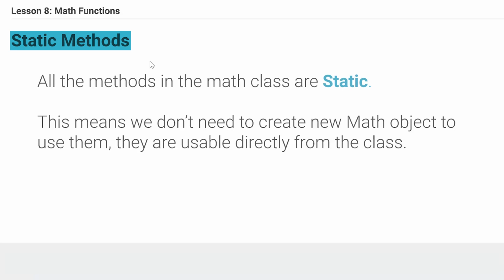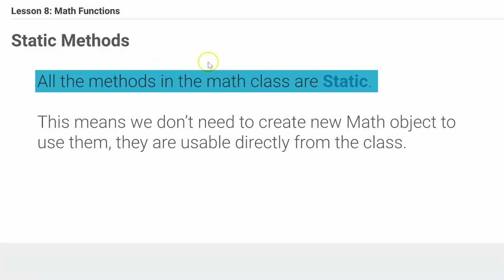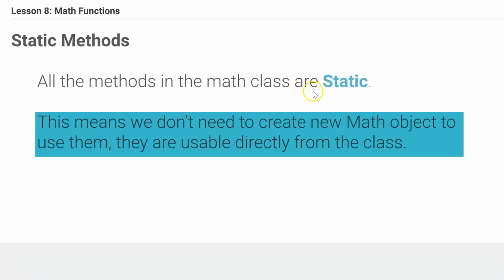So now that you have been working with objects and classes, we're going to talk about two different types of methods, some which are static and some which are non-static. And the ones you saw today in this lesson, in the math class, are static, which means that we don't need to create a new math object to use them. We can use them directly from the class. So let me show you an example of this in the code so that you can begin to recognize the difference.